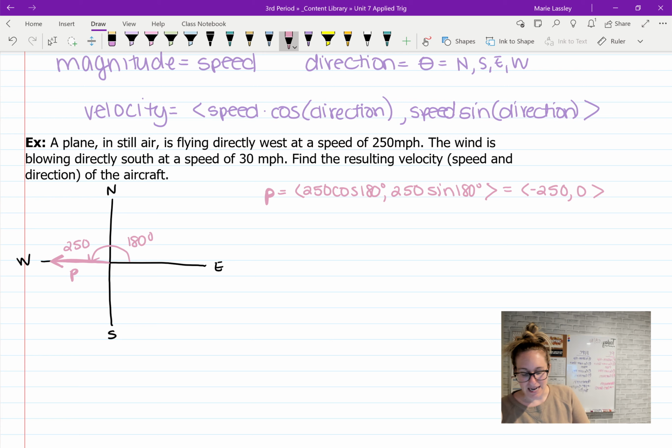Or 330 miles per hour. That's some wild wind, 300 miles per hour. Oh no, that is not okay. All right, so couple ways you can do this.